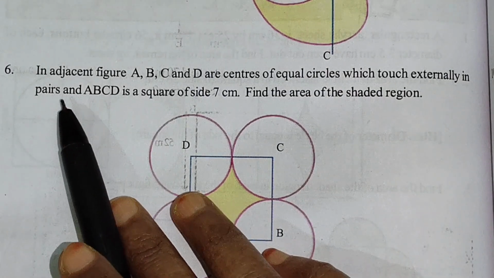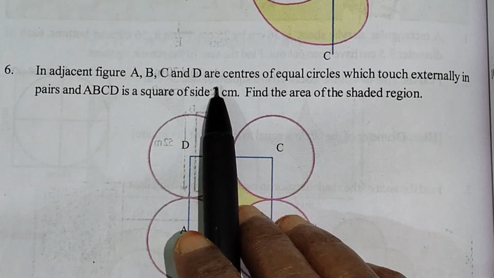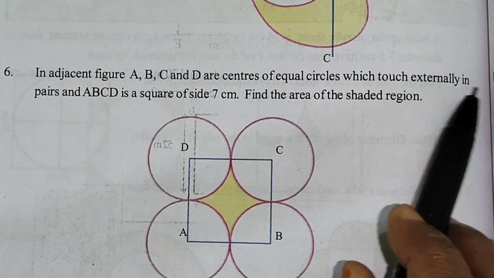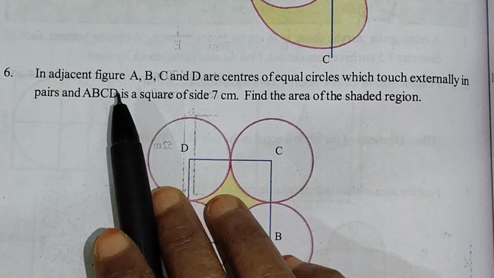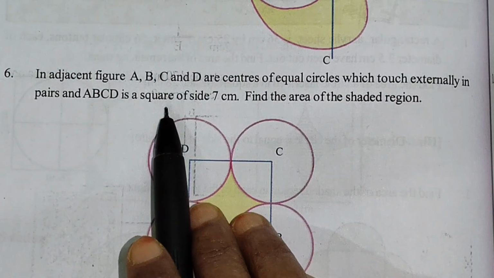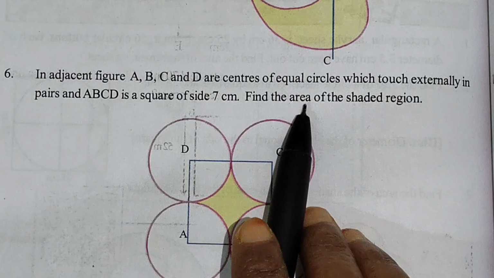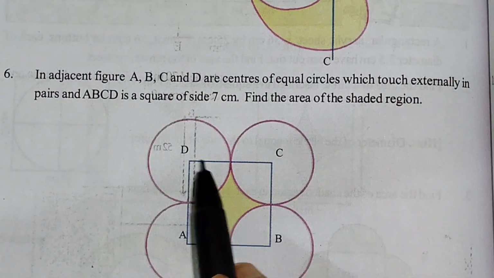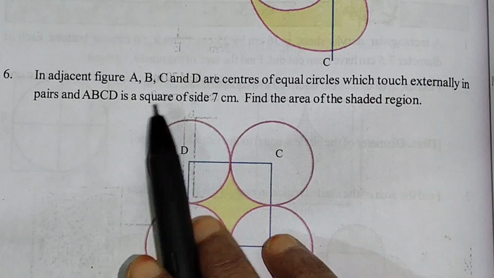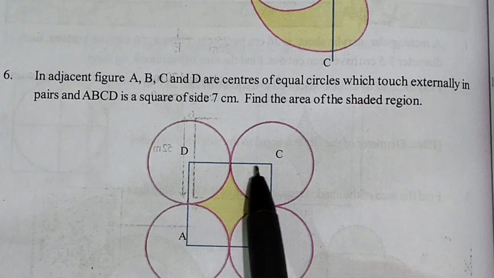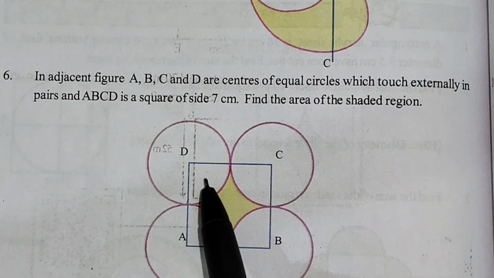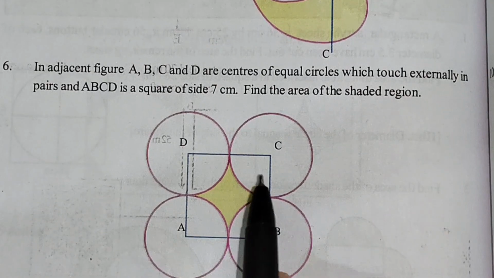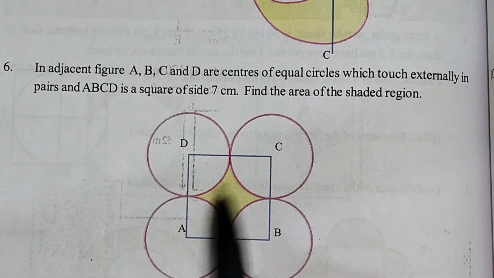Next, sixth question. In the adjacent figure, A, B, C, D are centers of equal circles which touch externally in pairs, and ABCD is a square of side 7 centimeters. Find the area of the shaded region. The shaded region is this yellow color region. ABCD is a 7 centimeters square, so each angle is 90 degrees. First we find the square area. Next we find the area of these 4 sectors and subtract the square area.